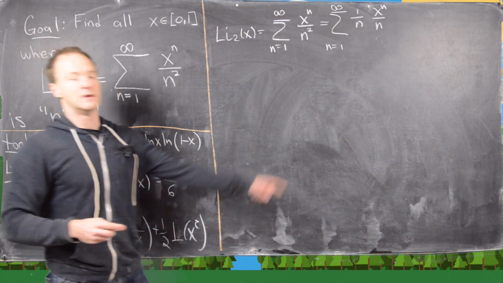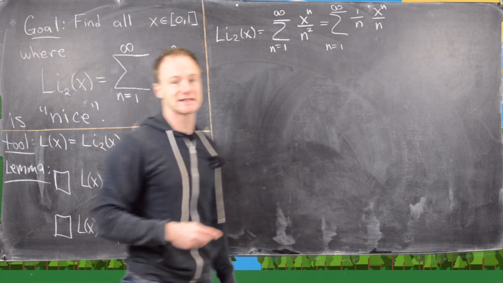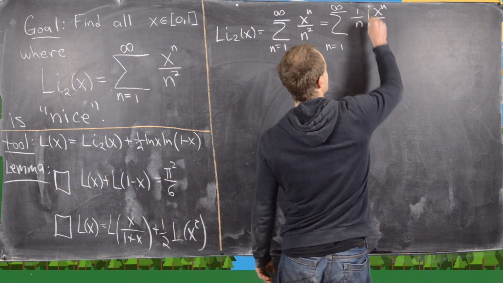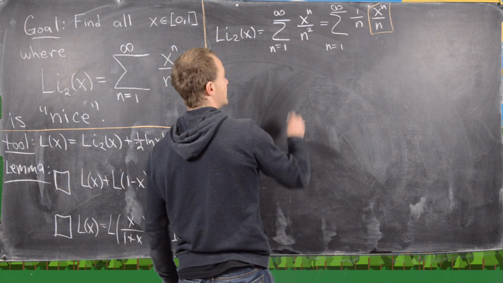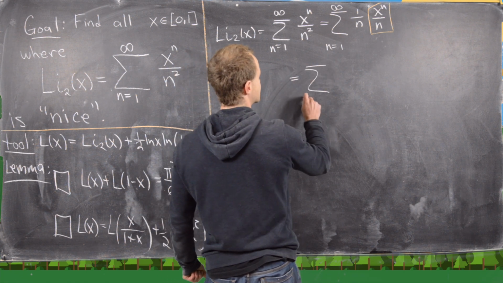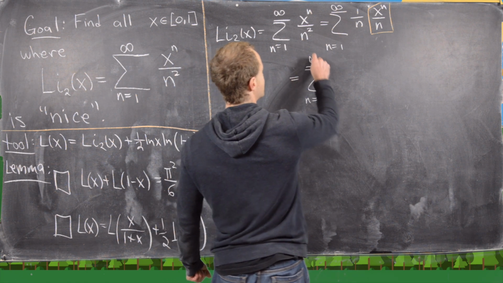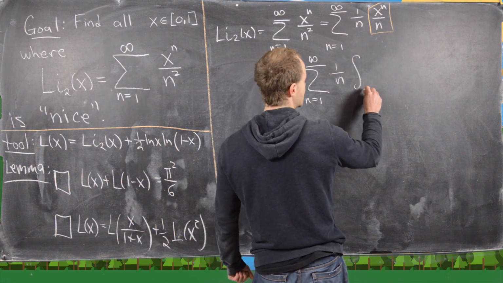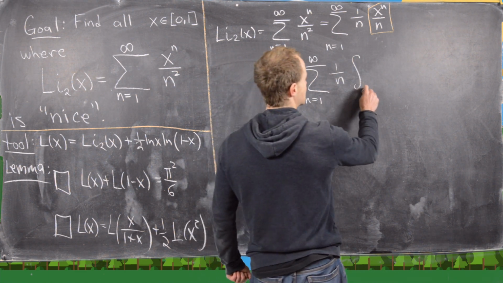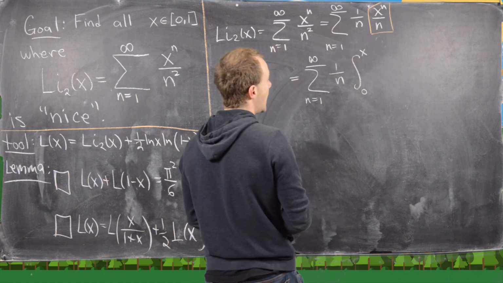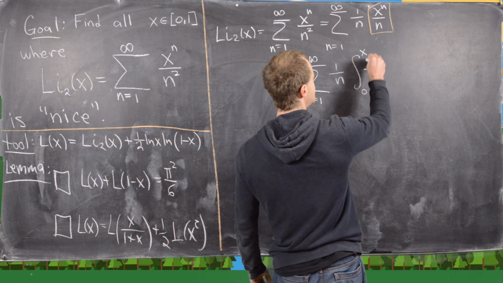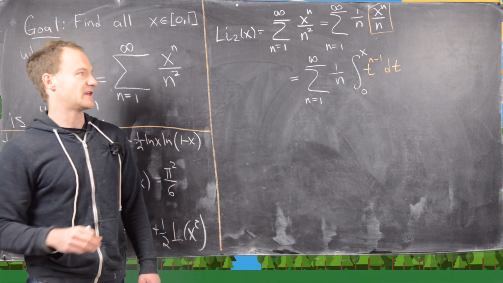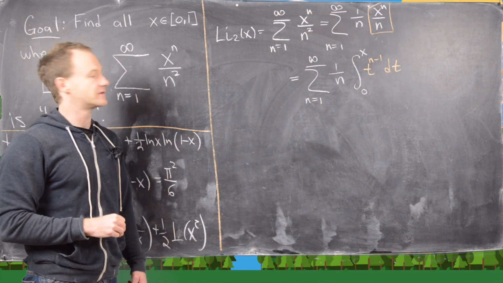Okay? But now we can notice that that is just the antiderivative of something. So we can take this term and rewrite it in the following way. We'll write this as the sum n equals 1 to infinity of 1 over n times the integral, or the antiderivative, from 0 to x of t to the n minus 1 dt. So we've replaced that thing in that box by that antiderivative.